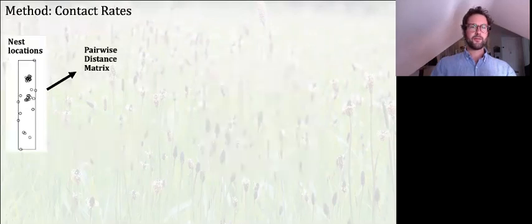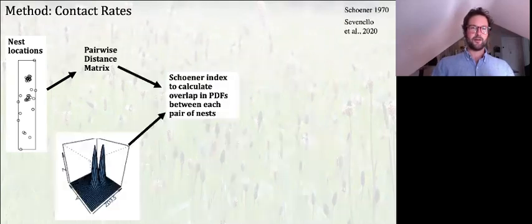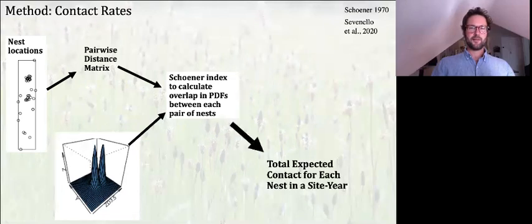And then using the nest locations from each site in a given year, I generated pairwise distance matrices for that site and year, and then used the Schoener index to calculate overlap in the probability distribution functions between each pair of nests at a given site. And this gave the total expected contact for each nest in a site year.